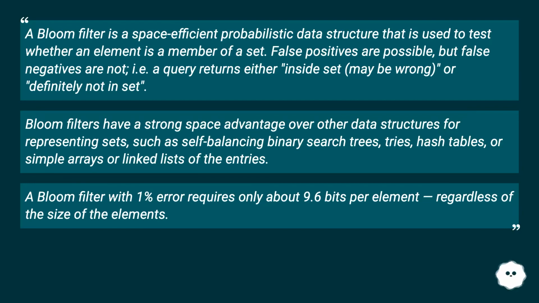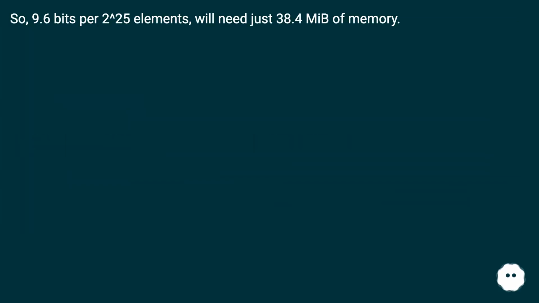A Bloom filter with 1% error requires only about 9.6 bits per element, regardless of the size of the elements. So, 9.6 bits per element for 2 to the power of 25 elements will need just 38.4 MB of memory.